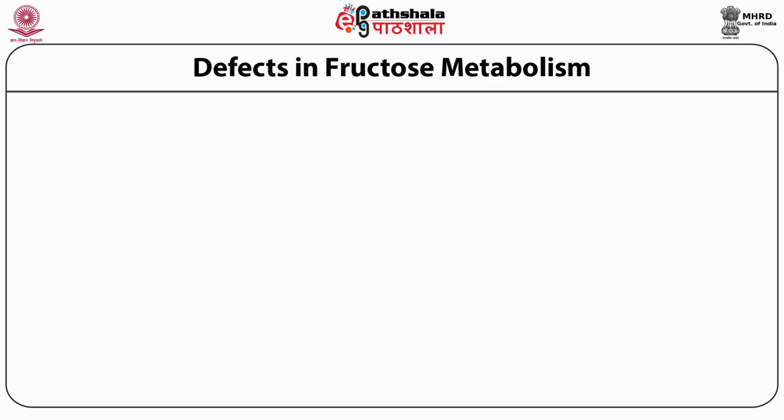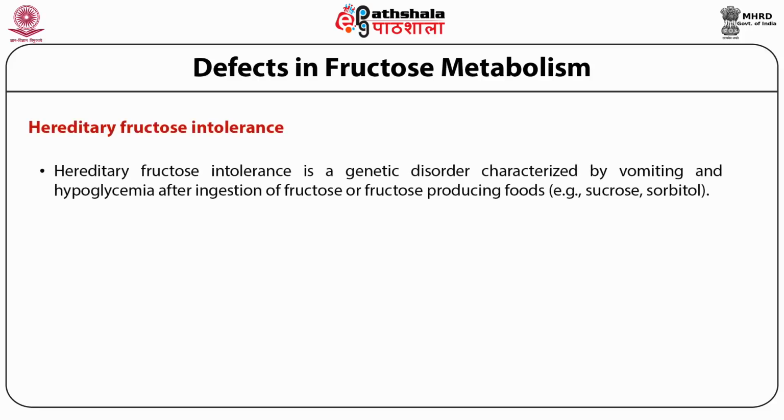Hereditary fructose intolerance. Hereditary fructose intolerance is a genetic disorder characterized by vomiting and hypoglycemia after ingestion of fructose or fructose-producing foods, that is, sucrose, sorbitol, etc.